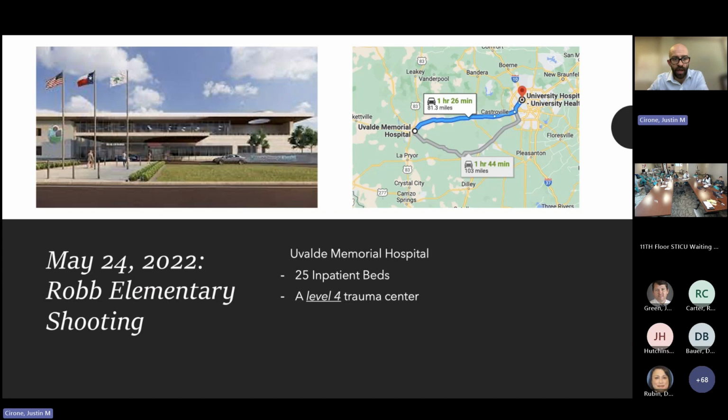So on May 24th, 2022, the Uvalde Robb Elementary School shooting happened. And Uvalde Memorial Hospital, I put a little Google map here, where the University Hospital is the level 1 civilian trauma center, and where Uvalde Memorial Hospital is, it's an hour and a half to 2 hour drive, and these are back roads, like very rural Texas. 25 inpatient beds, and this was considered a level 4 trauma center.